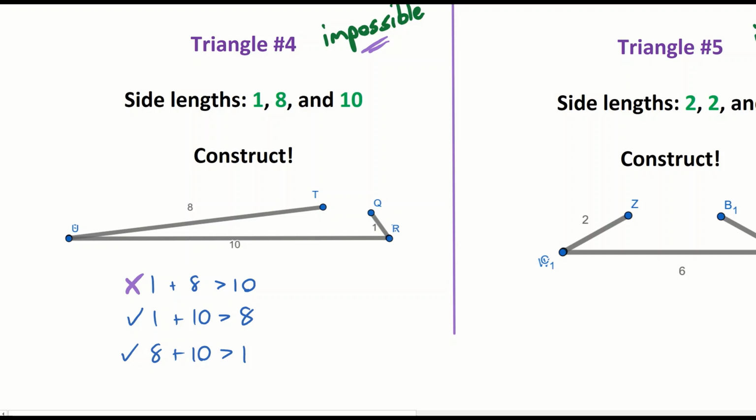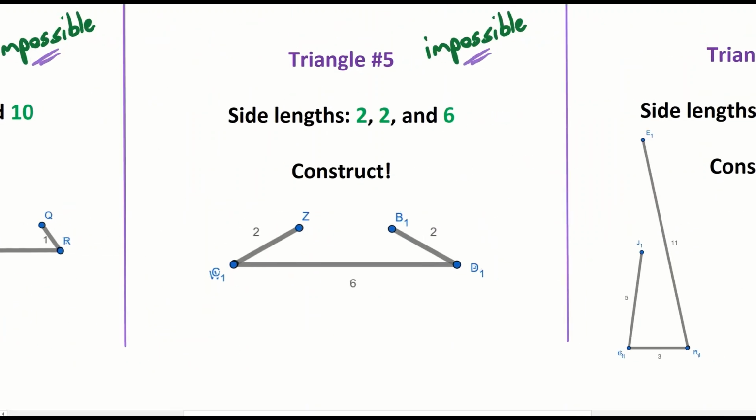All right, good. So we just proved that triangle 4 doesn't work. Let's see something similar with triangle 5. Let's see here. 2 plus 2 is greater than 6? Don't think so. I don't think so. I think that's our failure one, isn't it? Yeah, so therefore it doesn't exist.